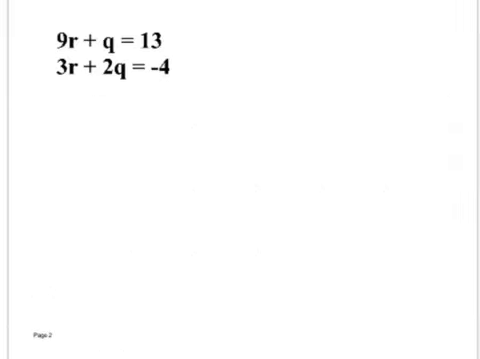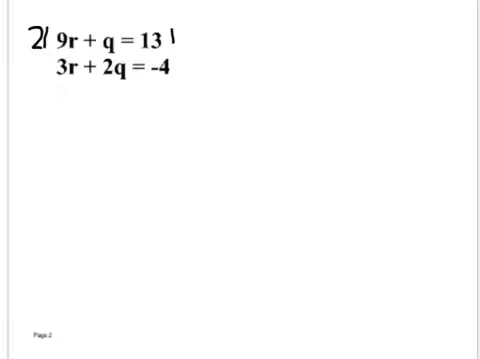Write down this. We have 9r plus q equals 13. We have 3r plus 2q equals -4. The variables are already lined up. We need to figure out what we want to multiply by. Does it matter if I choose the top one or the bottom one? No, as long as you make it to where you can eliminate one. Do the top one. Caleb, what do I want to multiply it by? Okay, we can multiply the top one by 2. Let's do it that way, and then we'll do Shang's way.